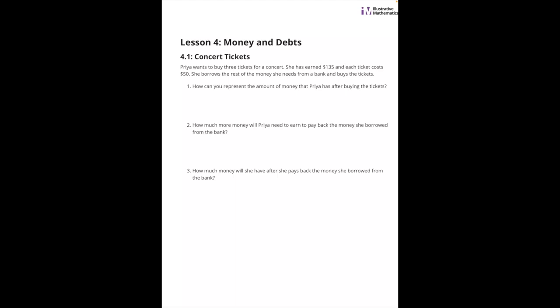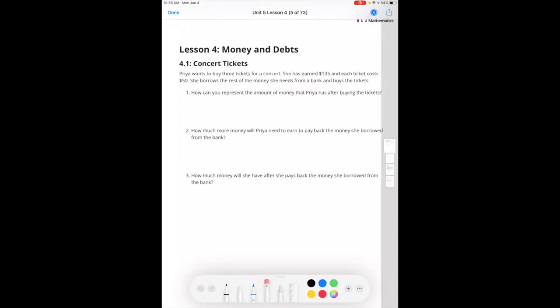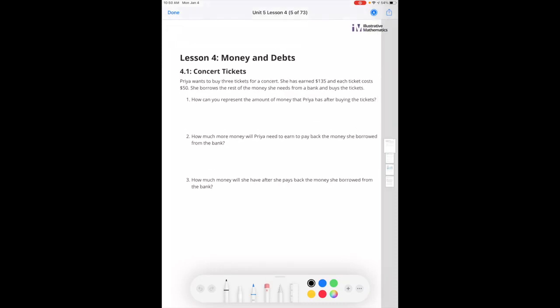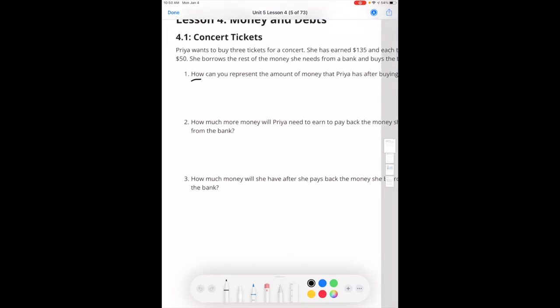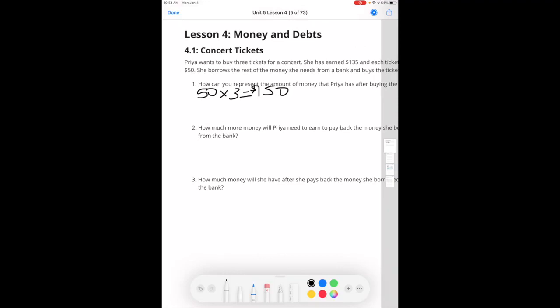So we know that each ticket costs $50 and she needs 3 of them. Oh. 50 times 3, which is $150. And she only has $135, so she has to borrow money from the bank. So she's able to pay $135. So that means she needs to borrow $15 from the bank.